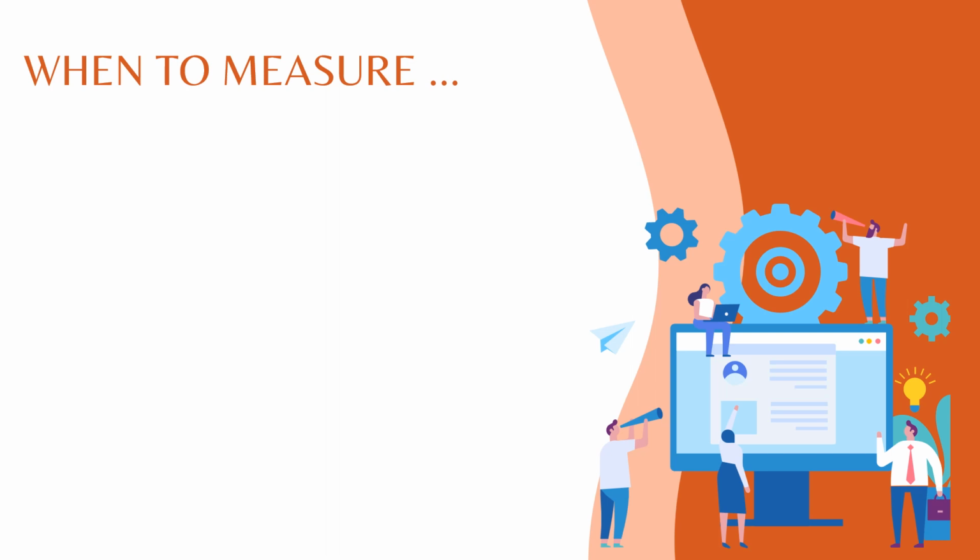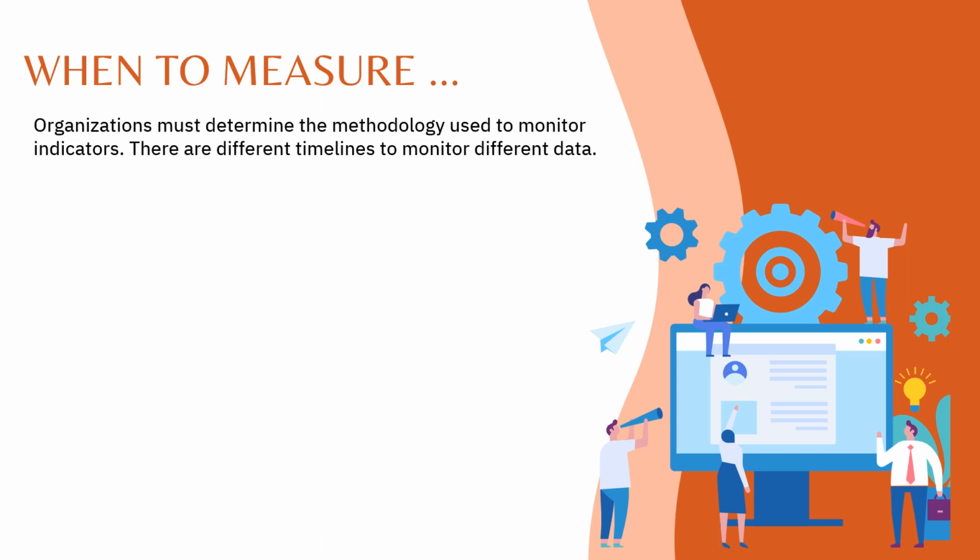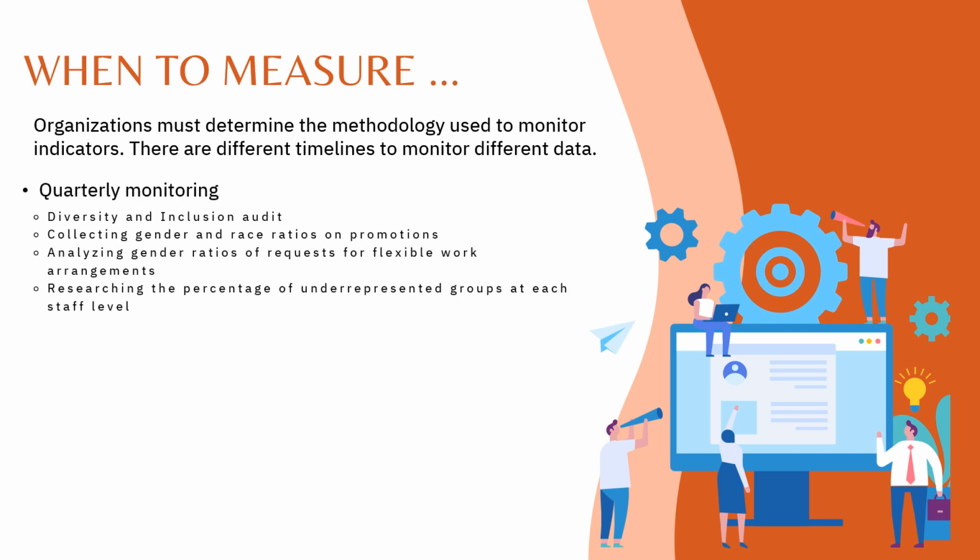Knowing when to measure is also important, as you do not want to burden people with a ton of surveys and constantly asking questions. Organizations must determine specific timelines for monitoring and collecting data. There are different options that might be suitable. Quarterly monitoring can include conducting a diversity and inclusion audit of recruitment ratios for applicants, shortlists, and new hires, collecting gender and race ratios on promotions for positions for all applicants, analyzing gender ratios of requests made and granted for flexible work arrangements, and researching the percentage of underrepresented groups at each staff level and in each job description.